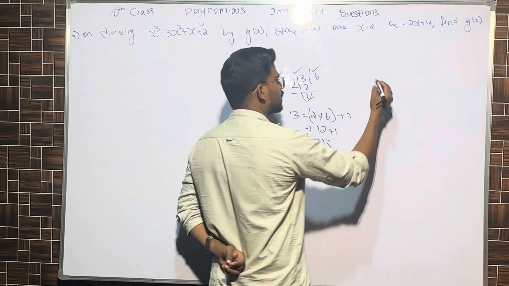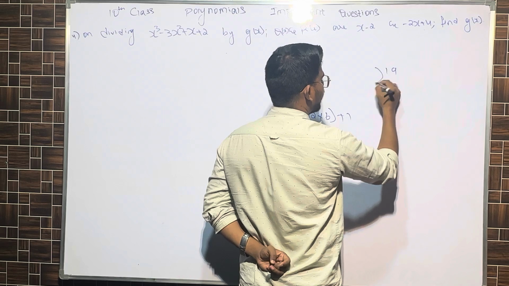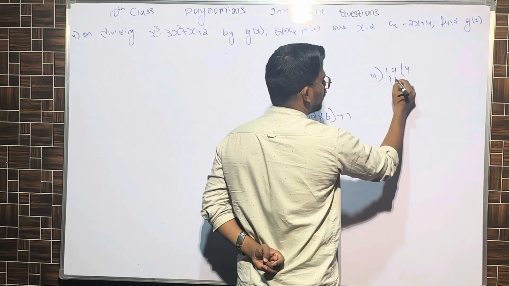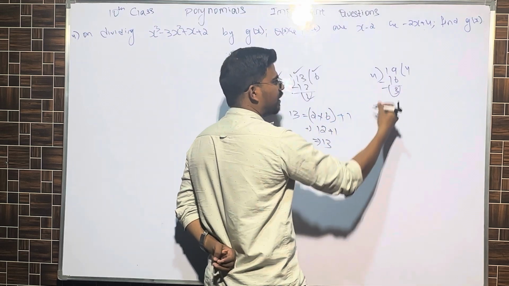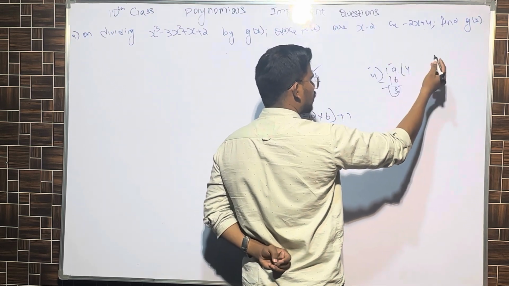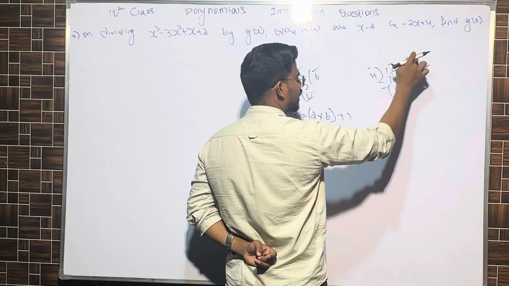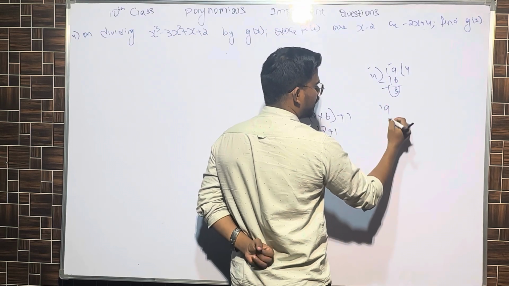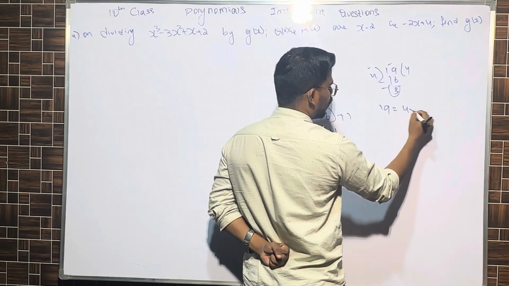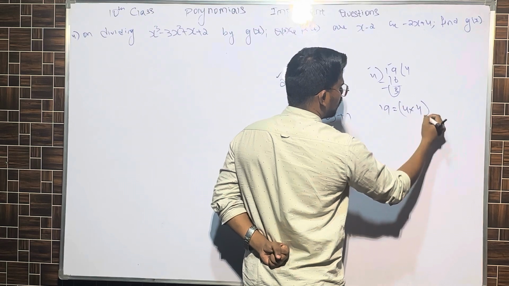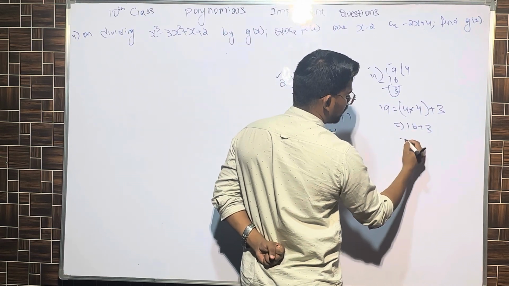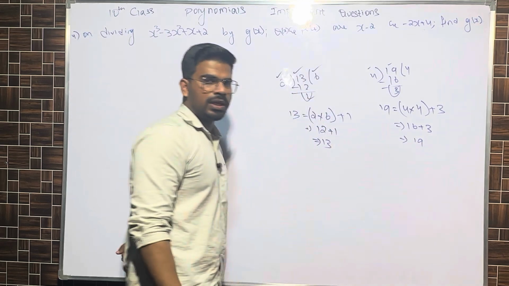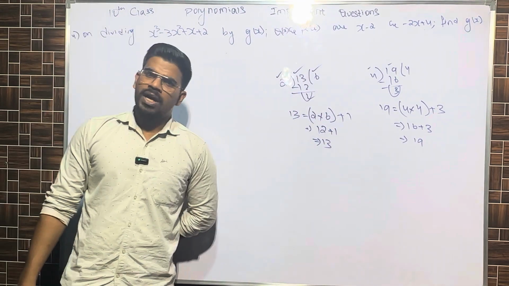One more example: if I take 19 divided by 4, 4 fours are 16 and I have 3 left. Dividend is equal to divisor into quotient plus remainder. Dividend 19 is equal to divisor 4 into quotient 4 plus remainder 3. 4 fours are 16 plus 3 is 19. So this was the division criteria that we did in our earlier classes.